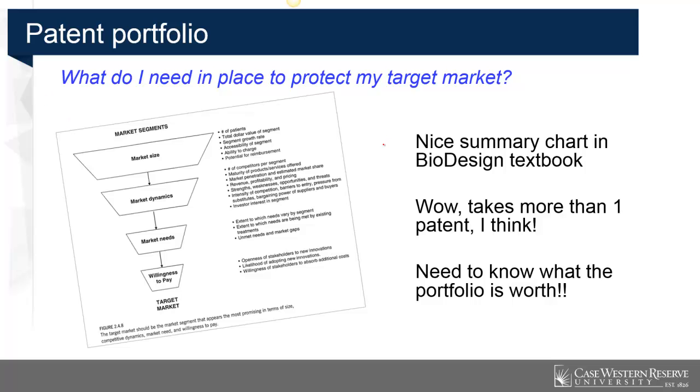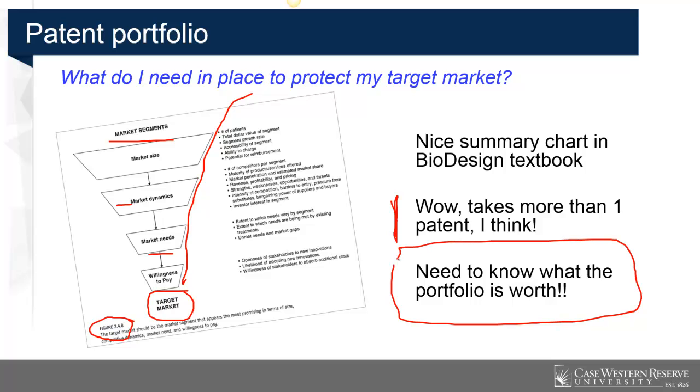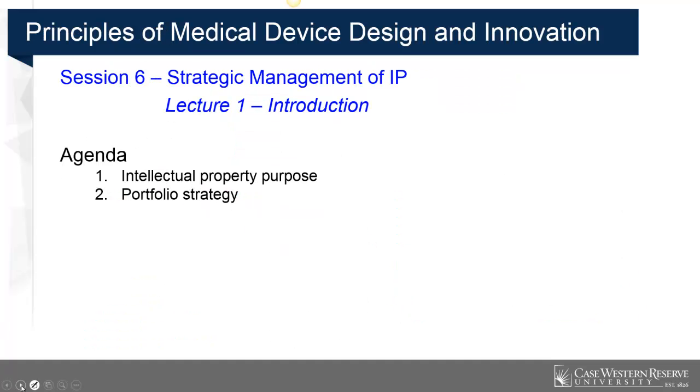From a market perspective, the Biodesign textbook has a very nice chart. In the first edition, figure 2.4.8, we go from these market segments down to the target market, and we'll talk about marketing in session 7. But I think the idea here is that when we think of the market size, the market dynamics, the market needs, and the willingness to pay, as you go down this funnel, you're going to realize that it's going to take more than one patent to survive that process. Not only do you need more than one patent to survive that process, you need to know what that portfolio is worth. So therefore, what we'll talk about in lecture 2 is the way in which we value the patent portfolio. So here we go.